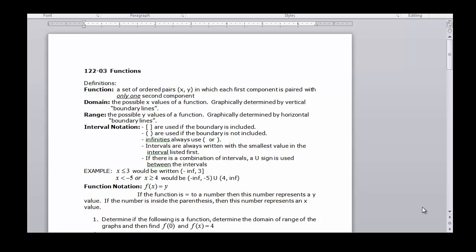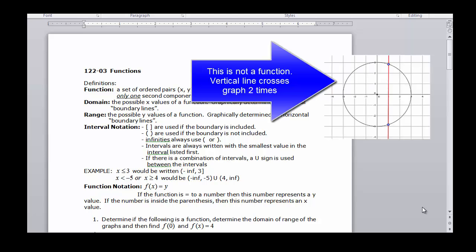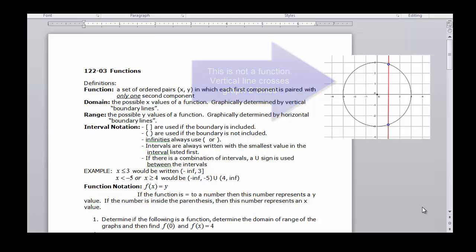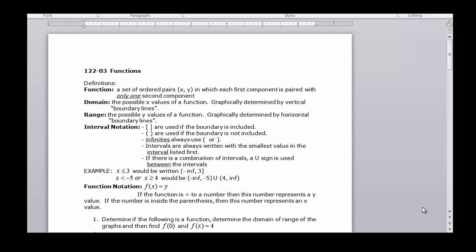And if we want to do this from a graph, you can just use the vertical line test. If your vertical line crosses your graph in more than one place, that means that the x on that line has more than one y value. And then the range is the possible y values of a function. And this is just determined by any horizontal boundary kind of line.